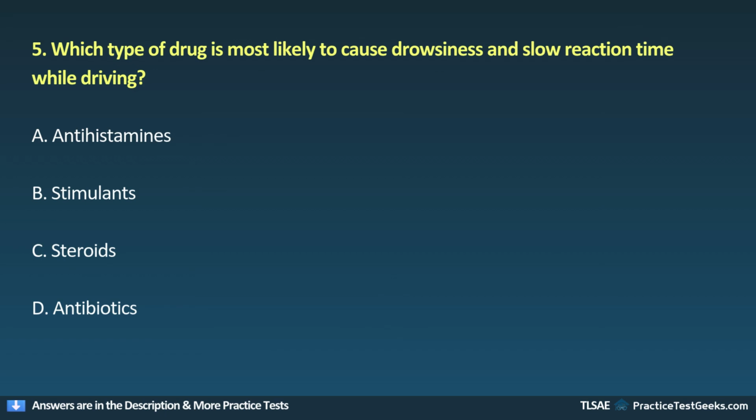5. Which type of drug is most likely to cause drowsiness and slow reaction time while driving? A. Antihistamines. B. Stimulants. C. Diuretics.